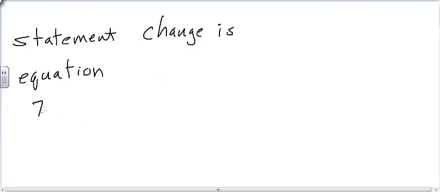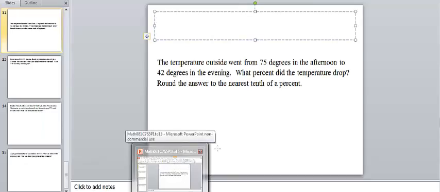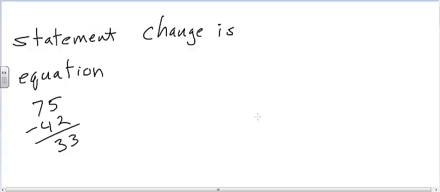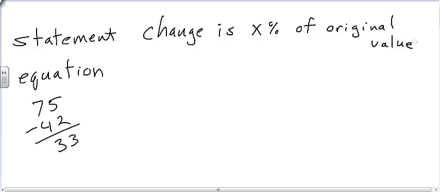Change is 75 minus 42 degrees. So we have a change of 33 degrees. And whenever we think of change as a percentage, I use X to represent it, it is a certain percentage of the original amount. And to be more broad, I'll say the original value, whatever it happens to be.